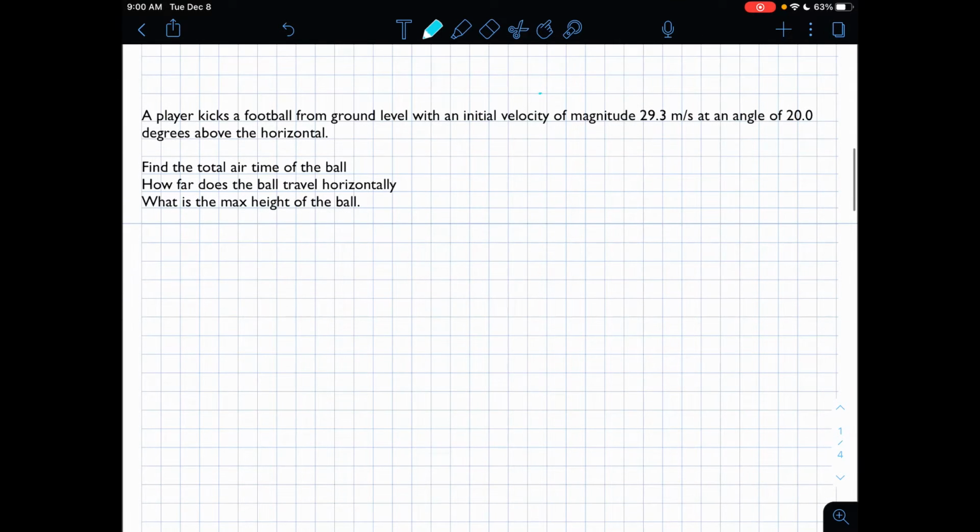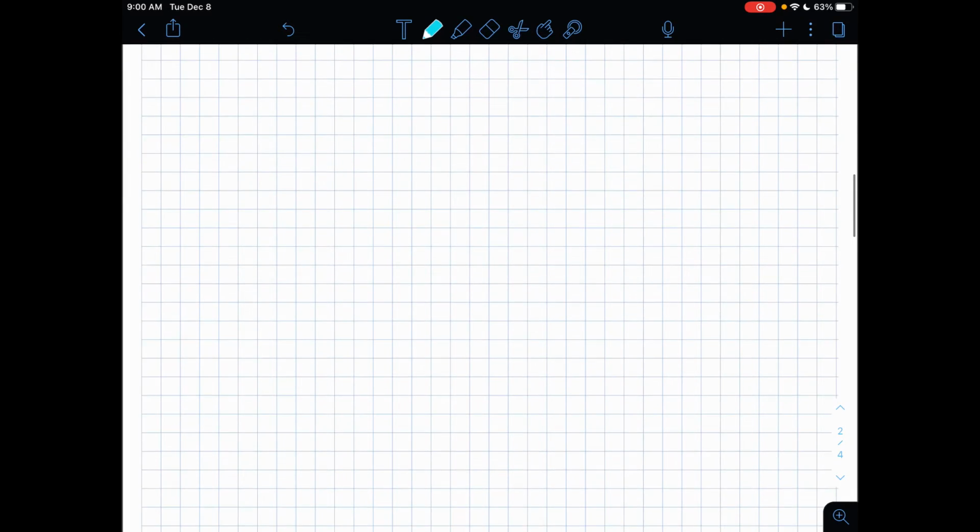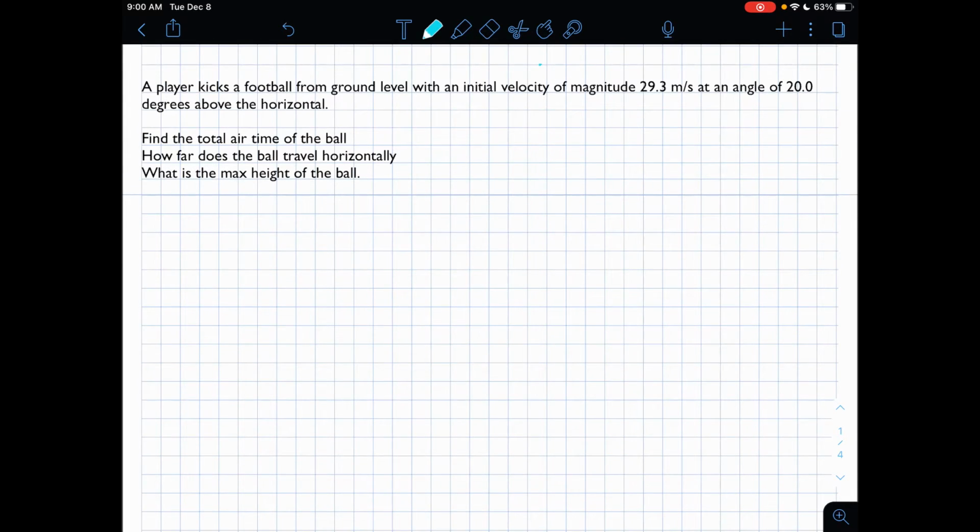Now let's do some practice problems. So let's say a player kicks a football from ground level with an initial velocity of a magnitude of 29.3 meters per second at an angle of 20 degrees above the horizontal. Find the total air time of the ball. Now to do this, first, with these questions, what you should always do is draw a triangle out.